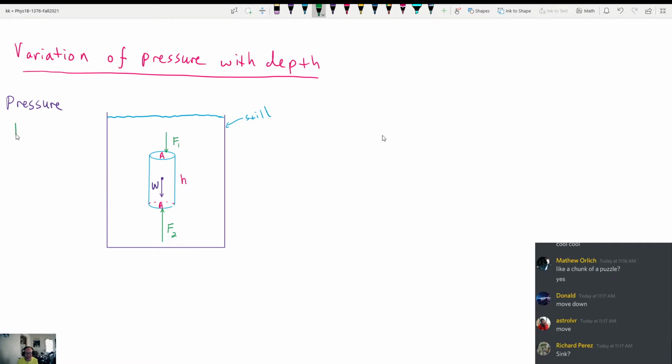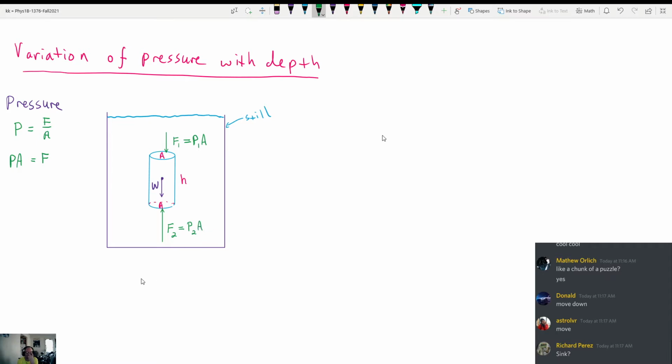So remember what we just said a second ago, which is that pressure is equal to force divided by area, right? We can rearrange this to say pressure times area is equal to force. So then the force F1 is going to be equal to whatever the pressure is at this point right here, we'll call it P1, multiplied by the area of the top of the cylinder. And the force on the bottom F2 is going to be pressure P2 multiplied by the area.